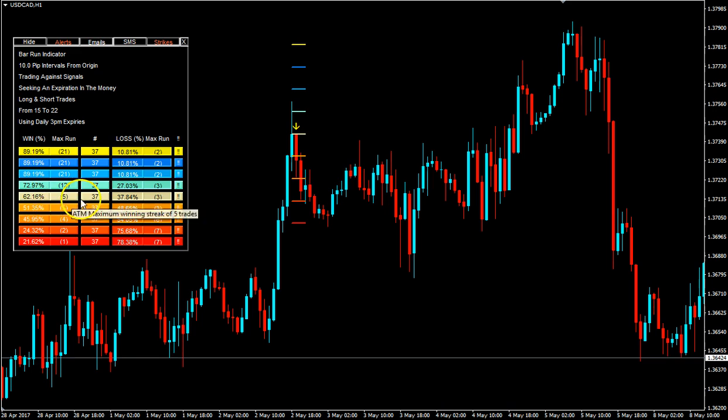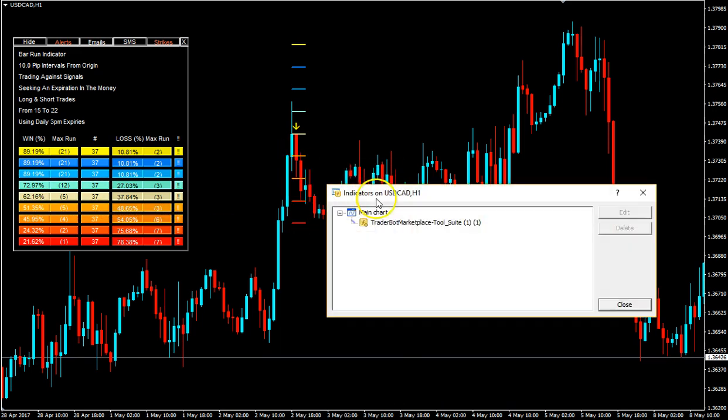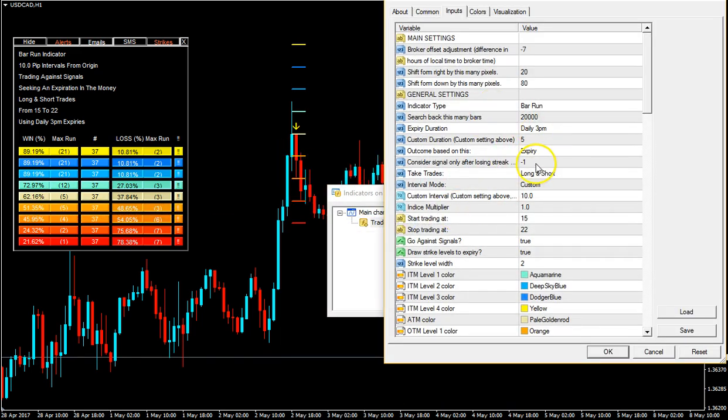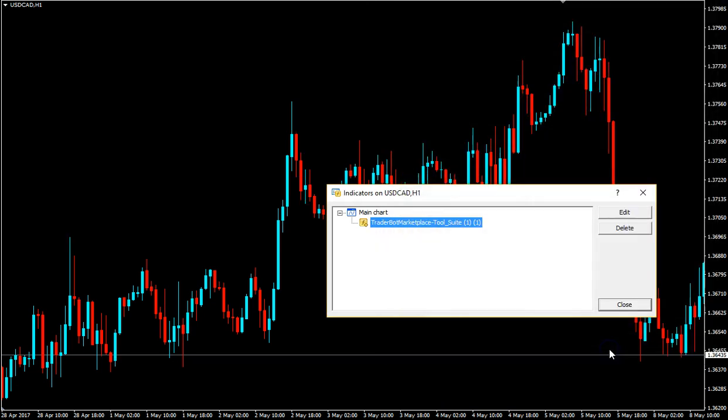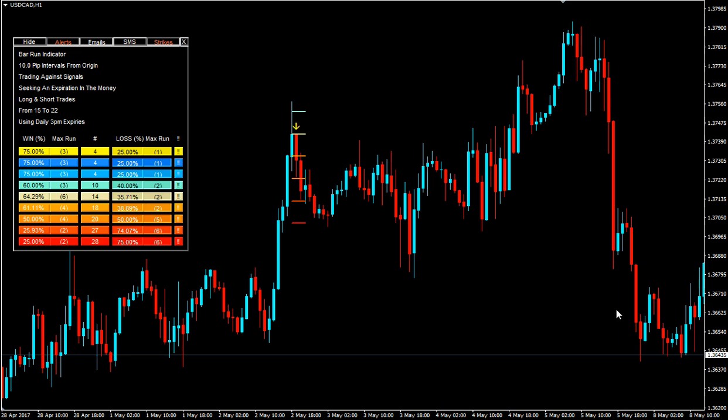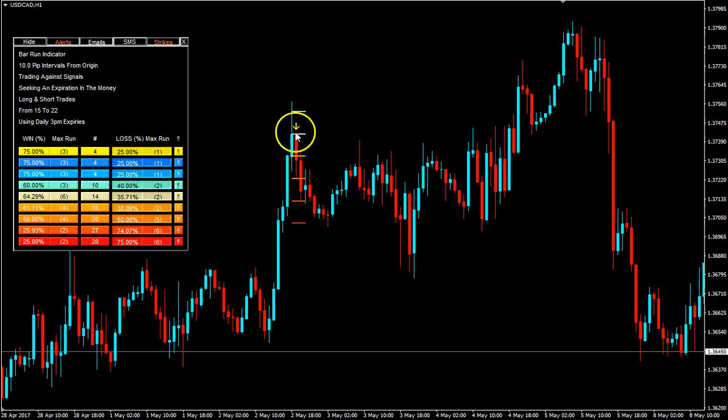Now let's go in here and look at the ATM. We're going to put in +1, because we want to see what happens after 1 loss in a row. Now we've got two losses in a row. Right here, this was a winning trade. It's got a 64% probability of a win, 35% probability of a loss. But this at the money line right here was the signal.